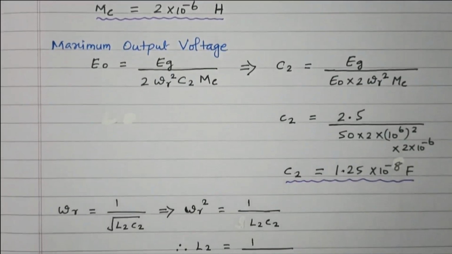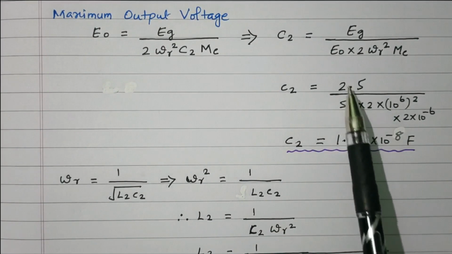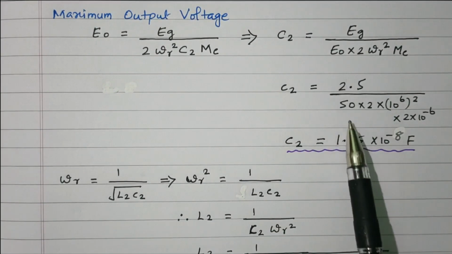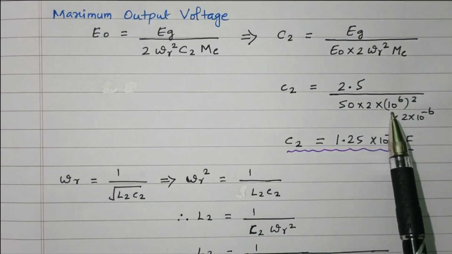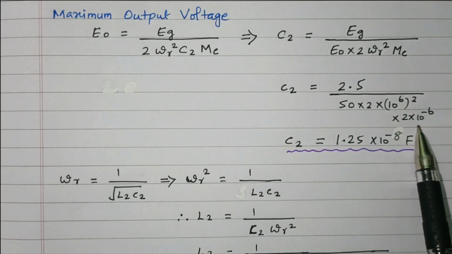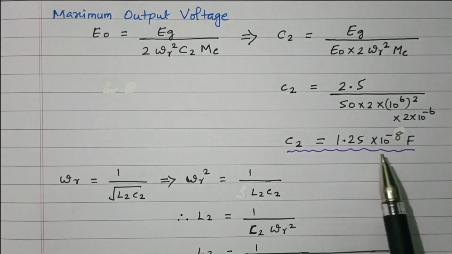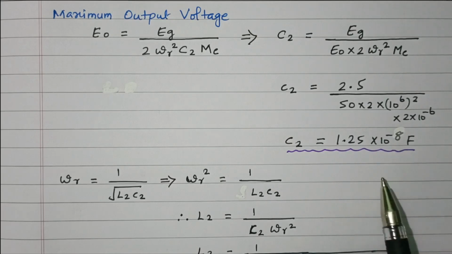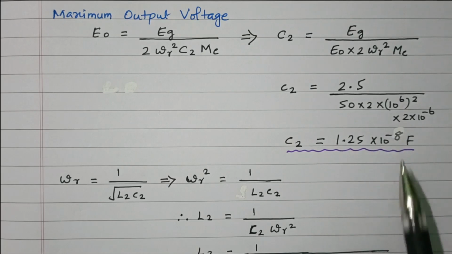We will substitute all the values. So Eg is 2.5, just now we calculated, divided by E naught is given as 50 into 2, the resonant frequency 10 to the power 6 square, and MC what we calculated 2 into 10 to the power minus 6. So while simplifying we got 1.25 into 10 to the power minus 8 farad. So the C2 value is 1.25 into 10 to the power minus 8 farad.